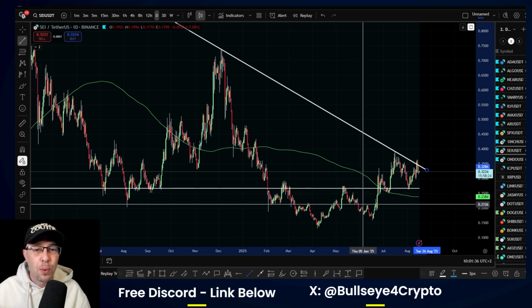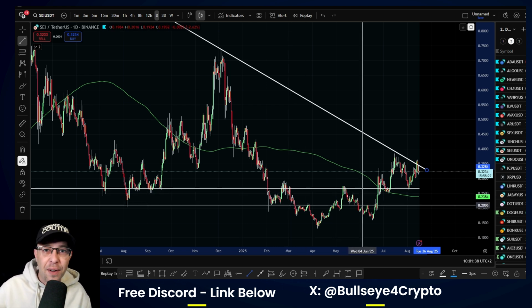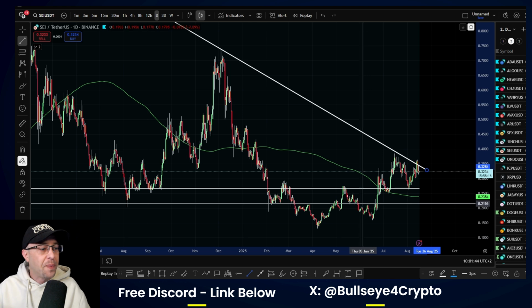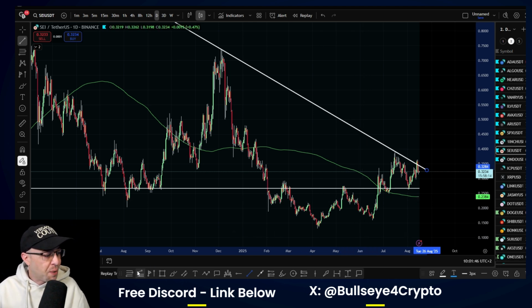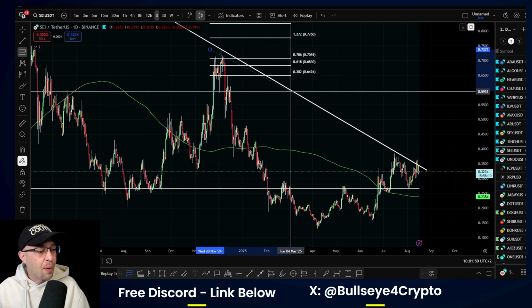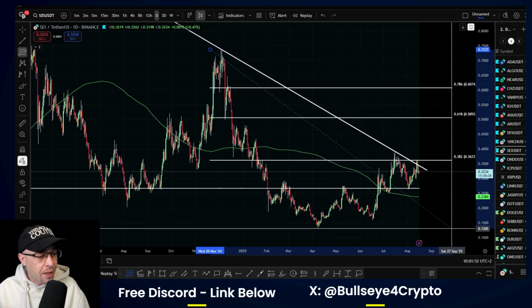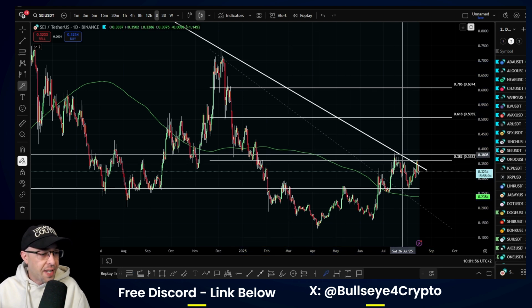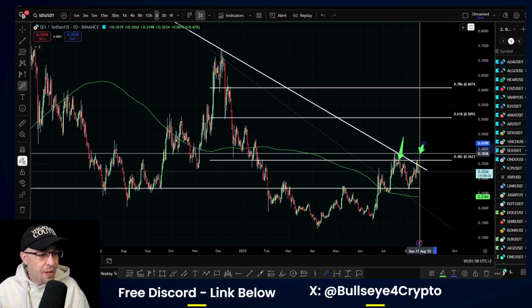So remember that, guys. Once you get a breakout of this, expect it to be a volatile breakout, but we do need to break and we do need to retest to confirm the previous resistance as support. So what we're going to do is use a Fibonacci retracement from this lower high here, the previous lower high, and take it all the way to the lower low. And you can see this 38.2%.